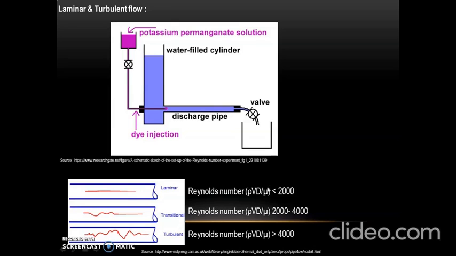If Reynolds number, which we get by this equation, is less than 2000, then it is laminar. If it is between 2000 to 4000, then it is transitional. And if it is greater than 4000, then it is turbulent flow.